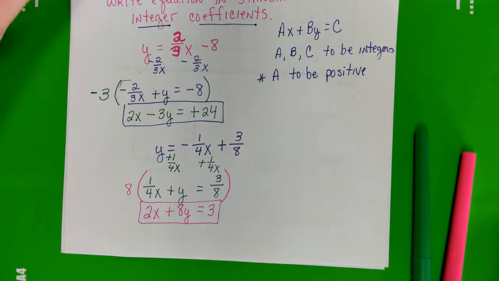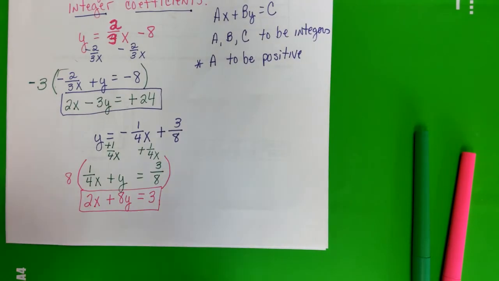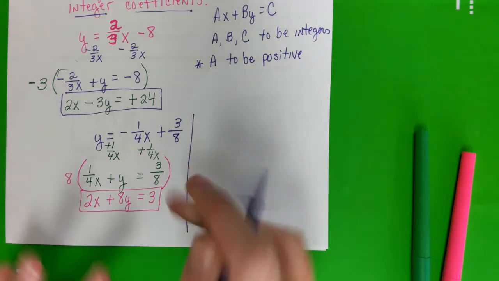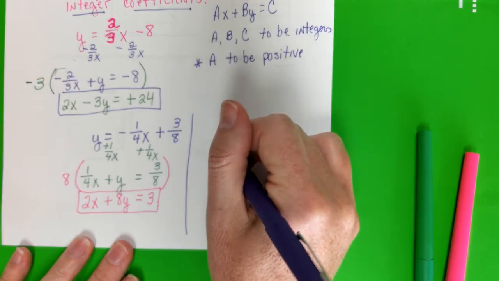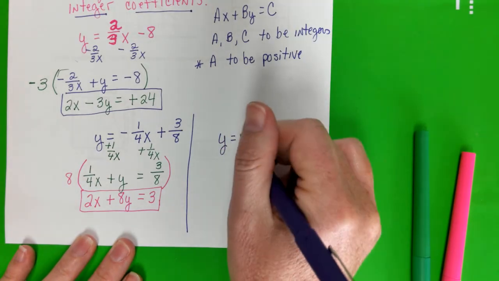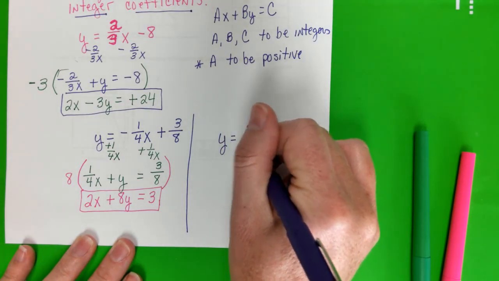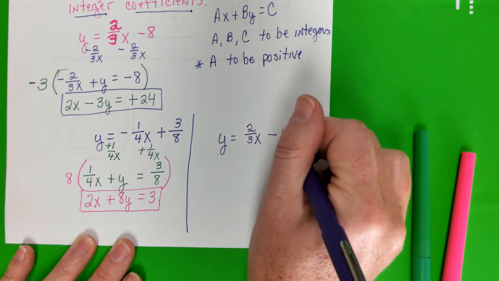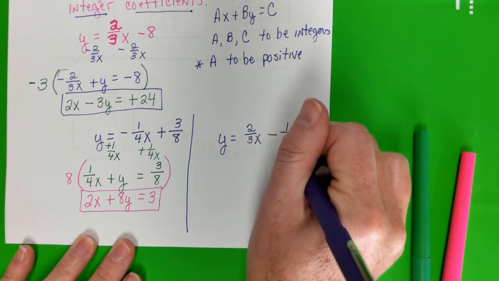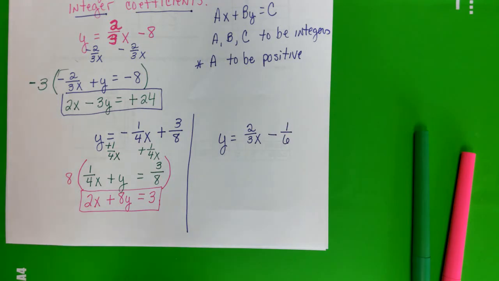Okay? So just to make sure we've got this, I'm going to give you a practice problem. I want you to try it on your own, and here I'm making this up in my brain. So y equals 2/3 x minus 1/6. Okay? Pause your video, do the problem yourself, and then check it.